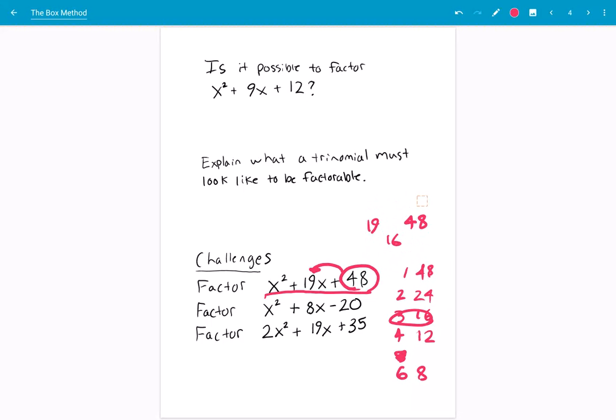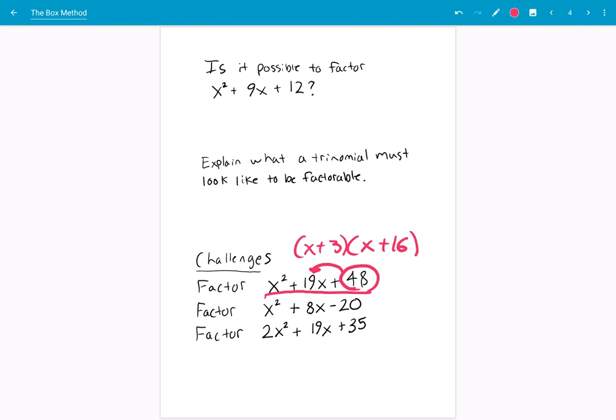Just a different way of doing it. So what that ends up looking like here is x plus 3 times the quantity x plus 16. Order does not matter there. You could put the 16 first. It does not matter. Let's take a look at this one. This one's challenging because there is subtraction. It's actually, believe it or not, going to be x plus 10, x minus 2.